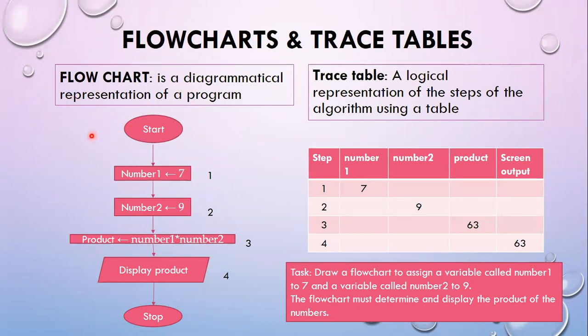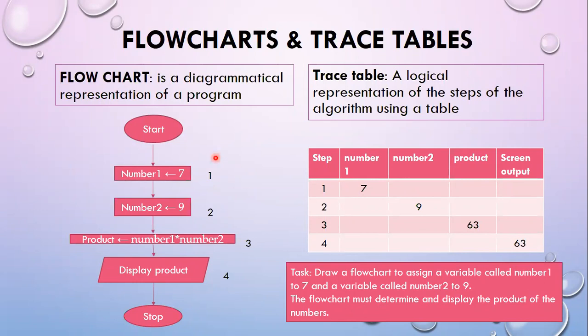So we're just going to quickly look at how to do flowcharts. Okay. So the task here is draw a flowchart to assign a variable called number1 to number 7 and a variable called number2 to 9. Okay, so 1 must be 7, 2 must be 9. The flowchart must determine and display the product. Now here's good old maths. This is why in the past, if you wanted to take IT, you had to do maths, core maths. Okay, so the product means times, okay, or multiplication.